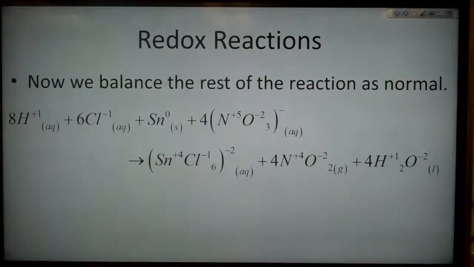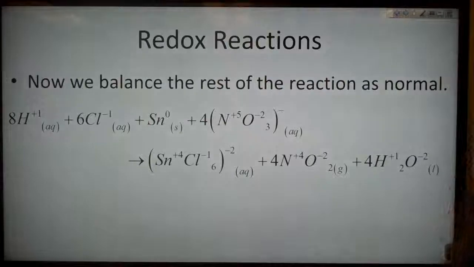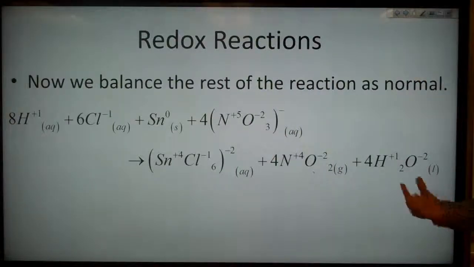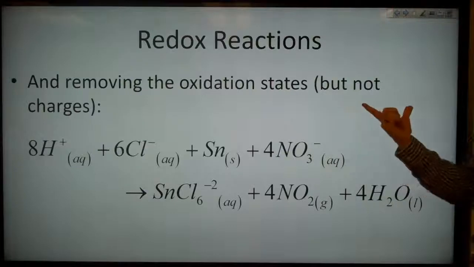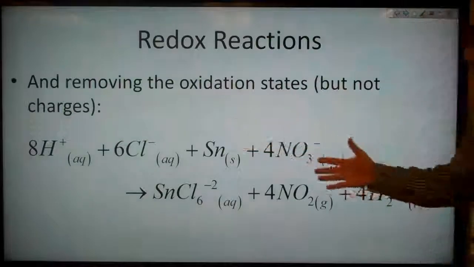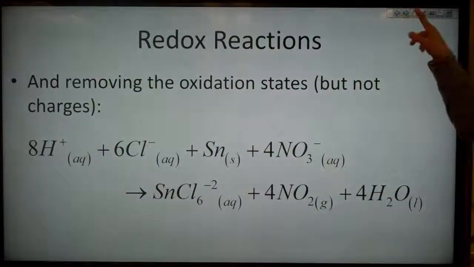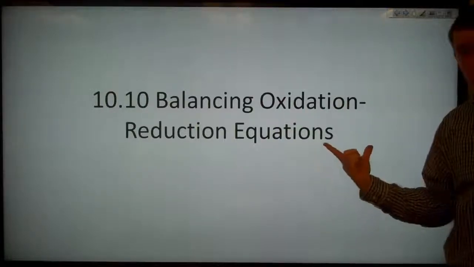And now we can balance the rest of the reaction as normal. So we end up needing 8 hydrogen atoms, 6 chloride ions. We still have our 4 coefficient on our nitrate there. We have our 4 on our NO2. We need 4 water molecules as well. And we remove the oxidation states, but not the charges. And we end up with this. And that was balancing oxidation-reduction equations, balancing redox equations.